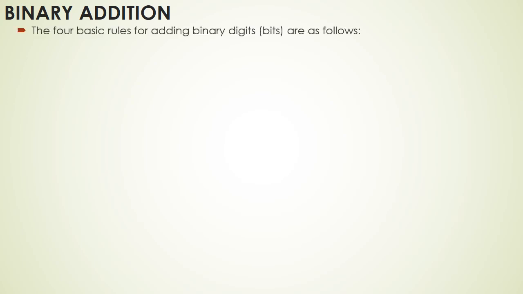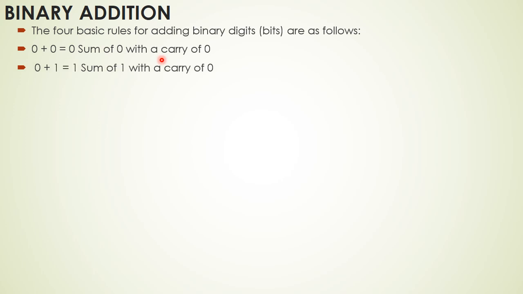There are four basic rules which are very necessary to learn. If a binary number is 0 added by 0, the sum will be 0 and the carry is 0. In binary addition or binary arithmetic, carry has very importance. If 0 is added to 1, 1 will be the sum and carry will be 0. If 1 is again added to 0, in this manner, the sum is 1 and carry is 0.